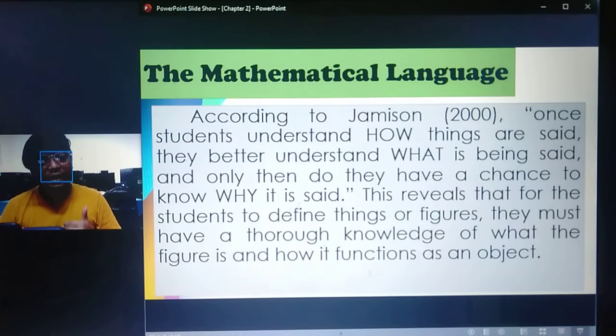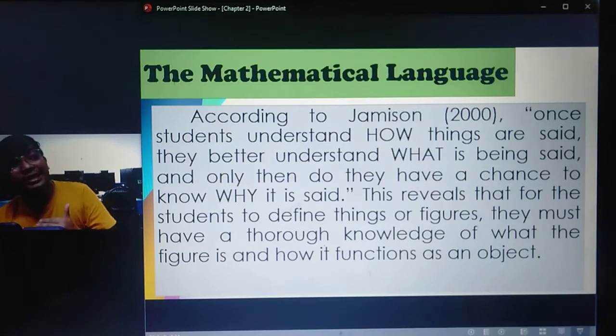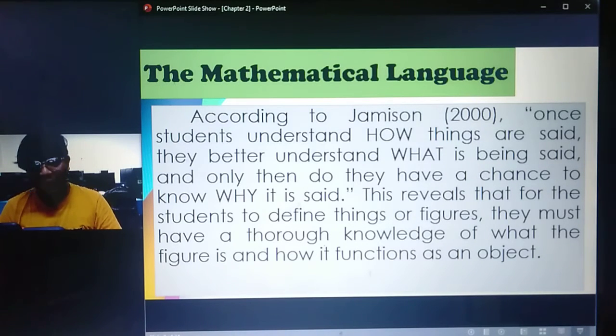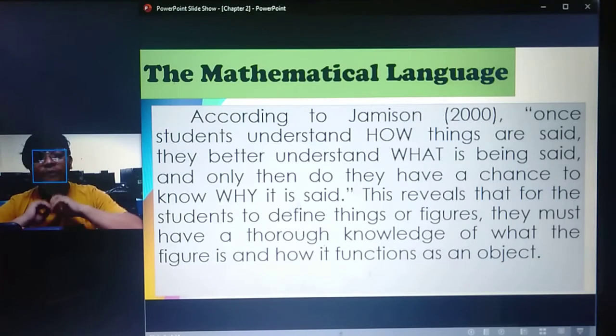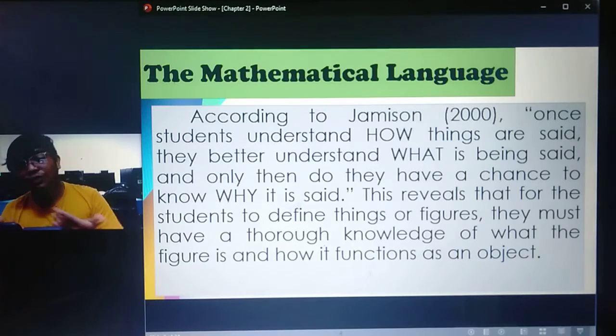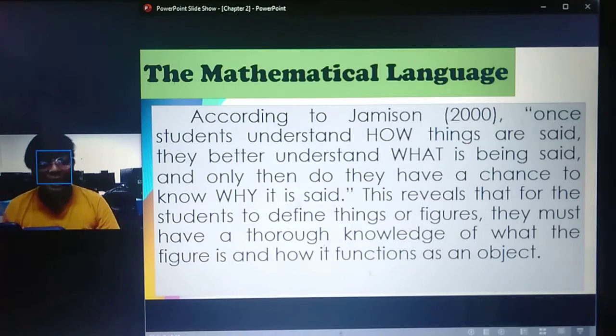'Di ba? Also, ginagamit din yon sa mathematics as a language kasi in solving a specific math problem, you must understand what is the problem. Okay? How do you solve, or how we can solve the problem? And why do we need to solve a specific problem? So those are some of the questions, the W and H questions that we can use in mathematical language. And sabi dito, this reveals that for the student to define things or figures, they must have thorough knowledge of what or how it functions as an object. So those are the guiding words in order for us to connect or to answer a specific mathematical problem.